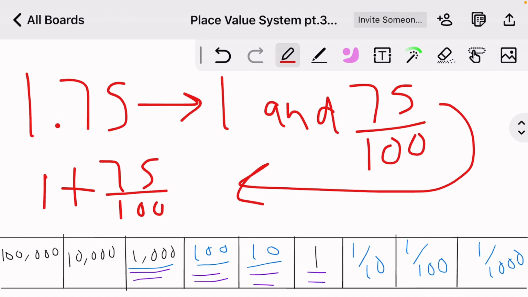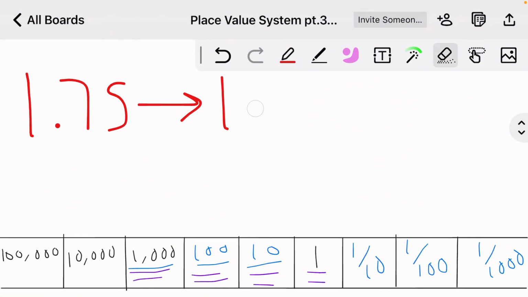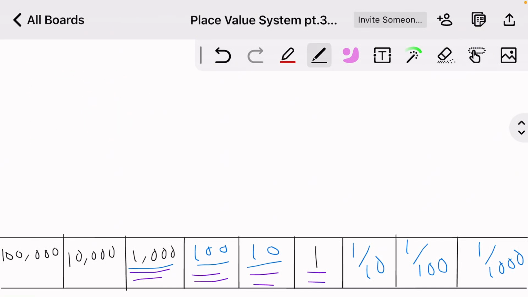So every number that is a decimal is going to have a decimal point, and the decimal point simply means "and" or "plus." So that's the first thing that you're going to want to know about writing decimals. But let's go with an example.